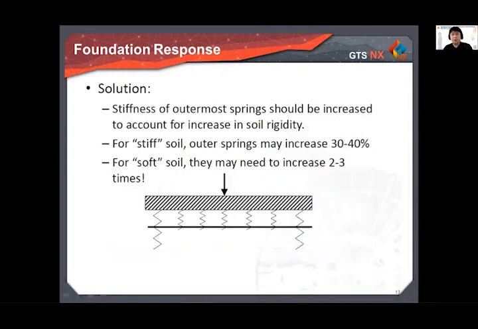So what is the solution for this? The solution is that we should not use one zone of springs, but at least two zones, with the outermost springs being higher than the springs at the center. Now for stiff soil, outer springs may increase about 30 to 40% compared to the springs at the center, whereas for soft soil, we will have to increase 2 or 3 times compared to the springs in the center. Again, stiff soil and soft soil are relative to the foundation stiffness and the loading, and even rock would need to use 2 zones of springs.